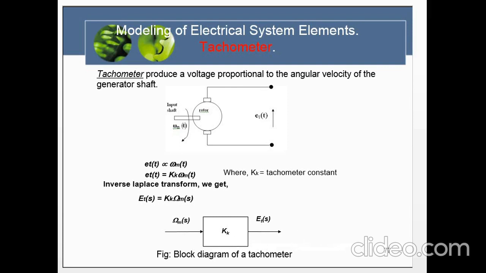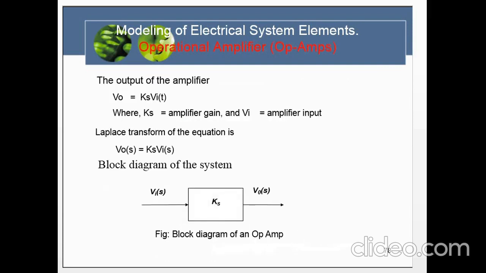Okay, the next is the amplifier. The output of the amplifier is p_o(t) equal to K_s p_i(t), where K_s is the amplifier gain and p_i is the amplifier input. Then the Laplace transform is P_o(s) equal to K_s P_i(s), and this is the block diagram.